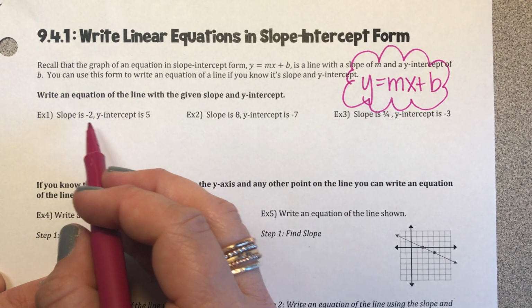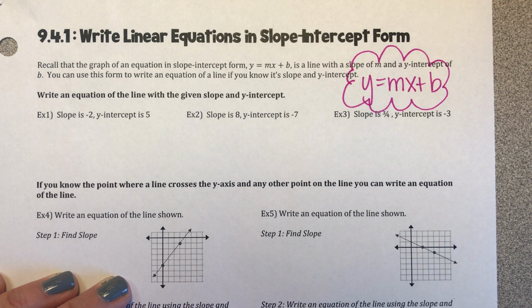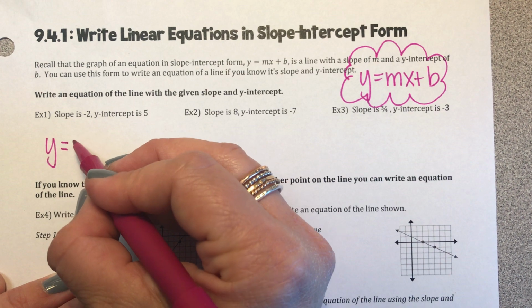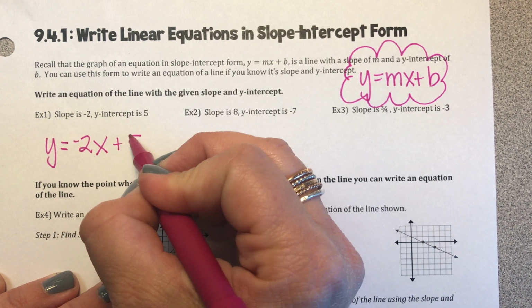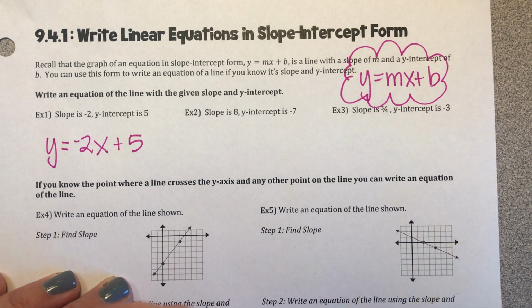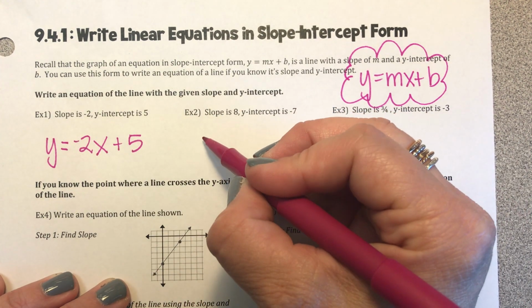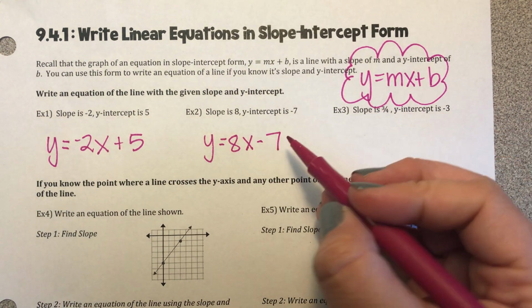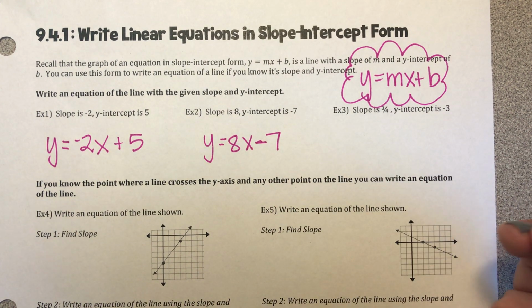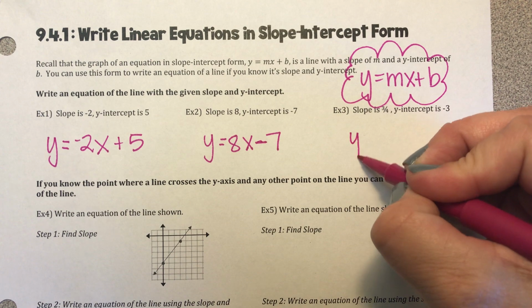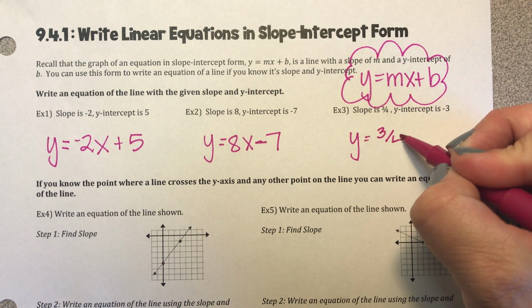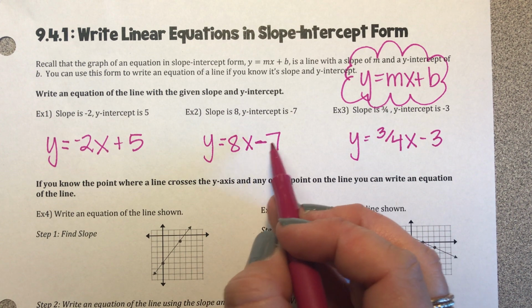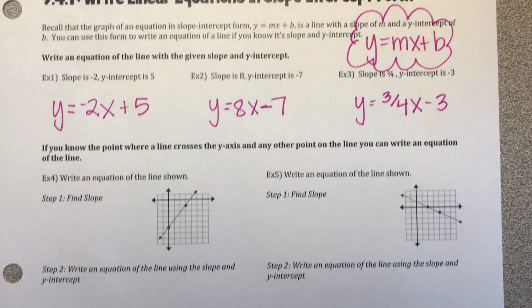It says if your slope is -2 and your y-intercept is 5. Every single time, y equals m, which is the slope, times x plus the y-intercept, which is b, so 5. On the next one, you should have got y equals 8x minus 7. If you wrote plus -7, that's the same thing. And then on number 3, y equals 3/4 x minus 3. So it's always the slope times x and then the y-intercept.